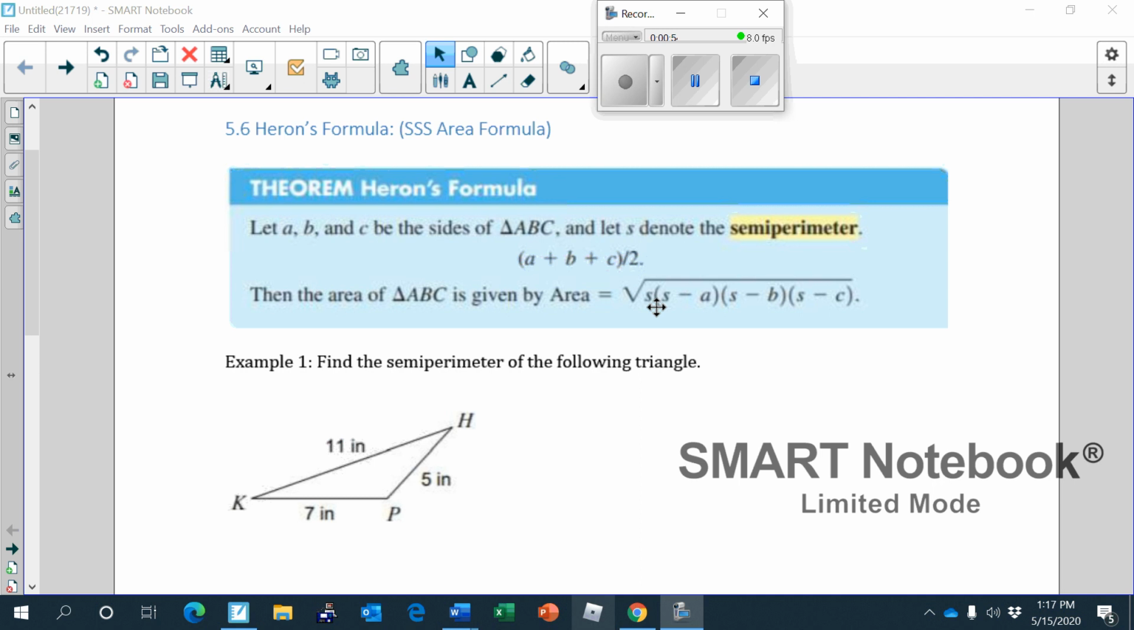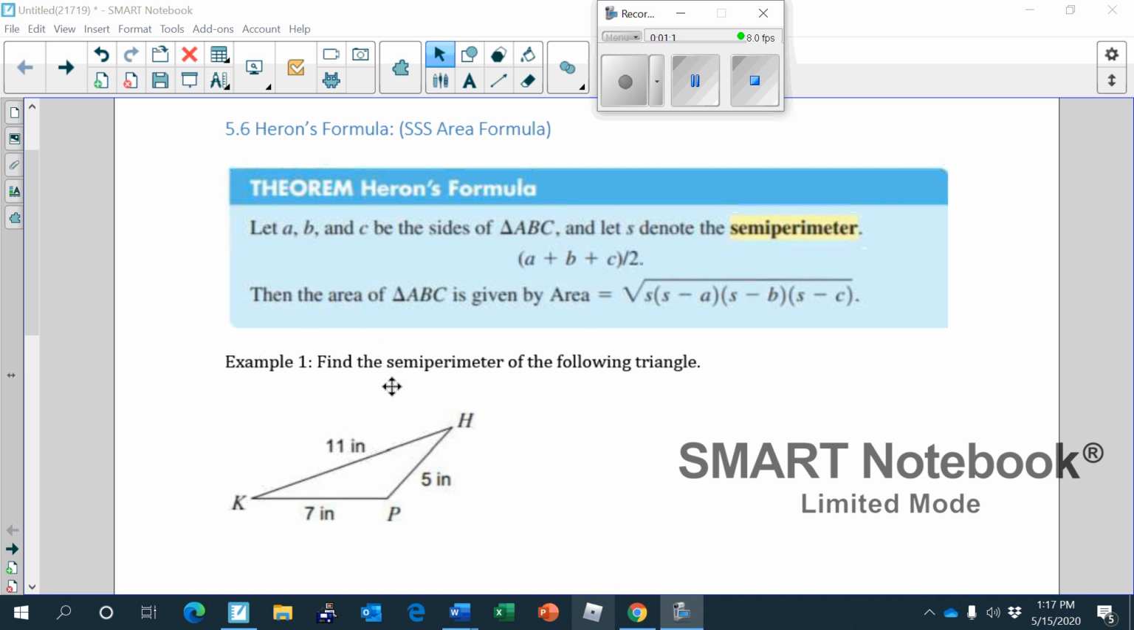Here are our notes. And it says, let S denote the semi-perimeter. So what we're doing is we're actually going to find the perimeter of the triangle first, and we're finding the semi-perimeter of it, so that means you're halving it. And then we'll talk about the area formula in the next example.